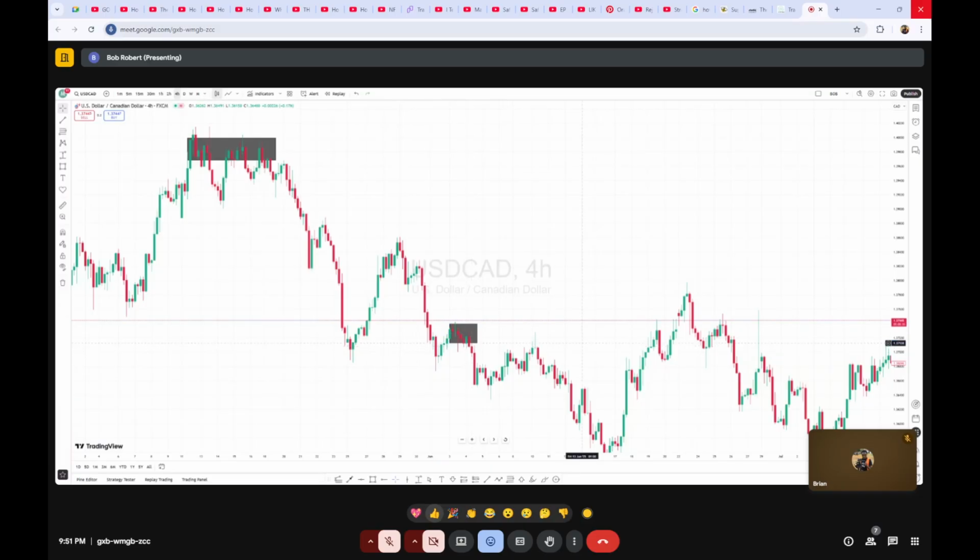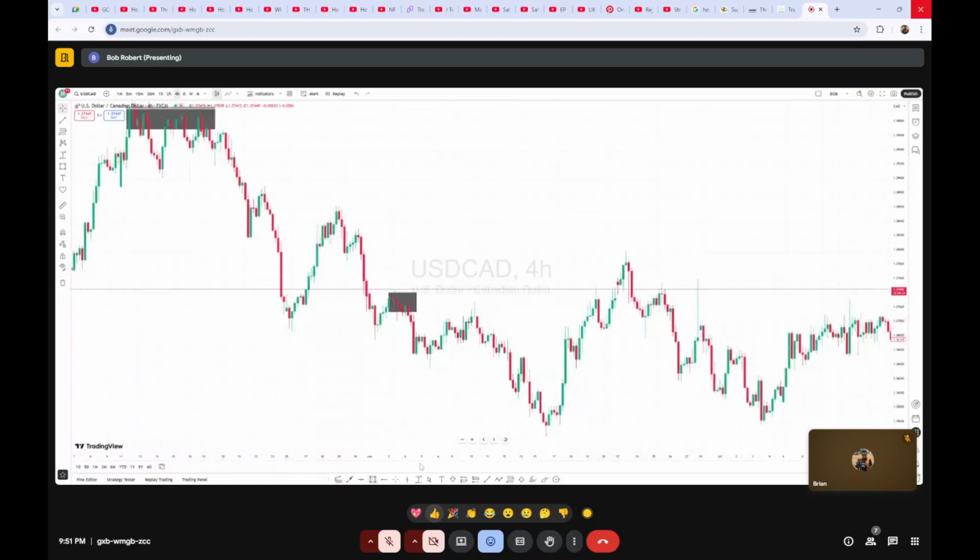So comparing this zone and this one here, this means this is a stronger zone than this one. So the time that the market spent on the zone, it means the more time the market spent on the zone, the weaker the zone. Okay. All right.